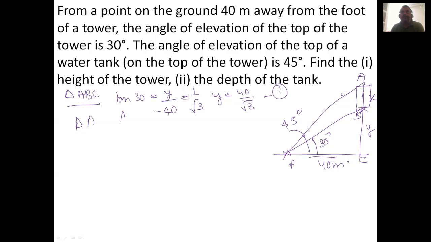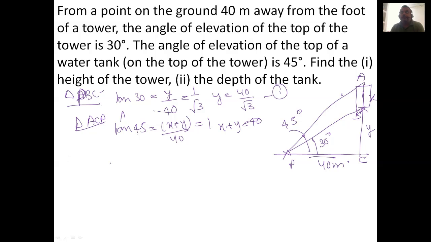And in the bigger triangle, triangle ACP, this upper one was triangle PBC. It was not ABC, it was PBC. ACP, we have tan 45 is equal to perpendicular x plus y upon 40 is equal to 40 by 1. Therefore, we get x plus y is equal to 40.